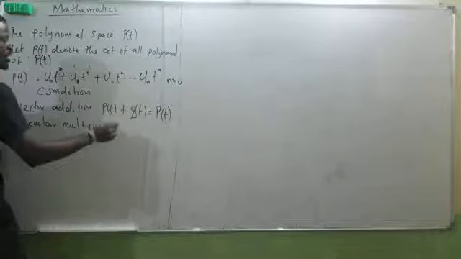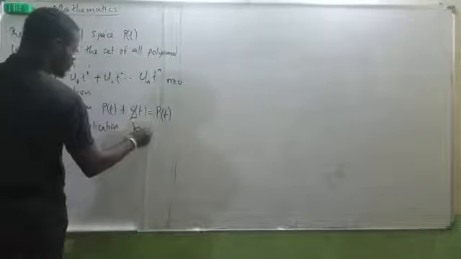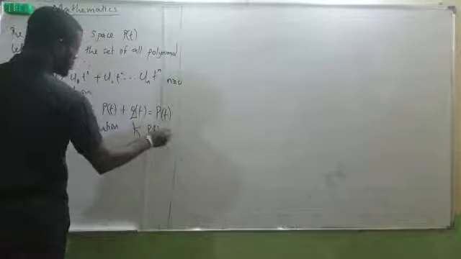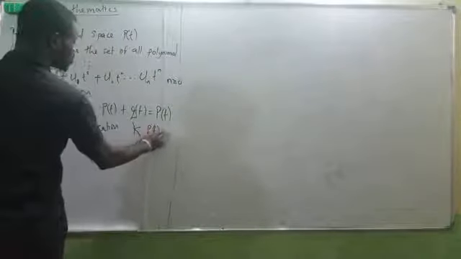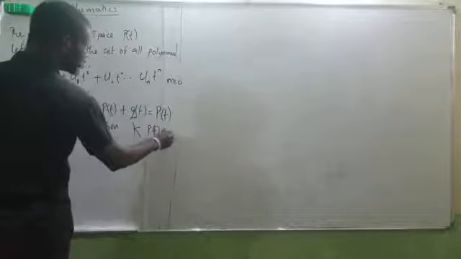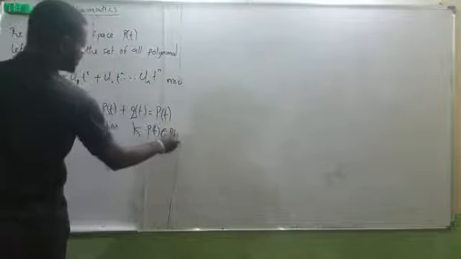Now, scalar multiplication means if I have k of P of t, it will surely also belong to P of t. Take note of that.